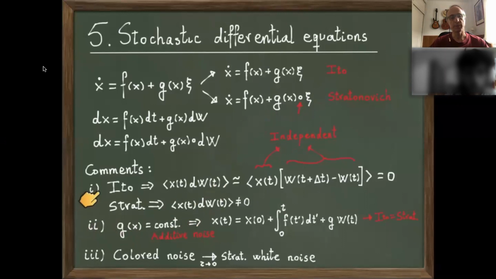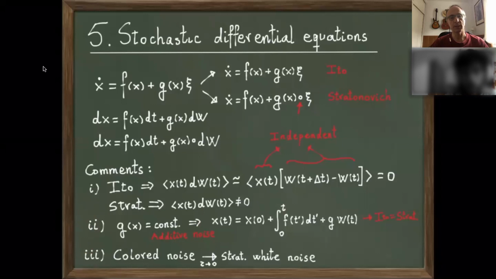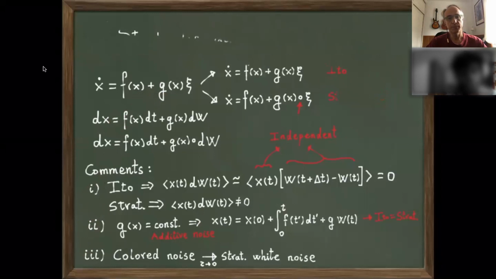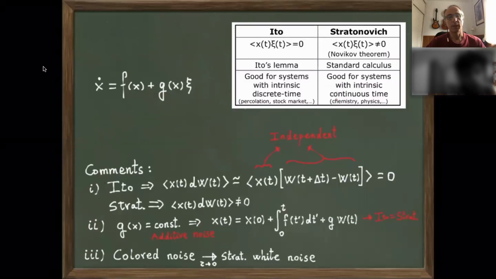These three properties are also a guide to understand which interpretation we should use if we have an equation like that. So let me erase here. And in this table, I summarize the main properties of each one. This is what we have discussed.